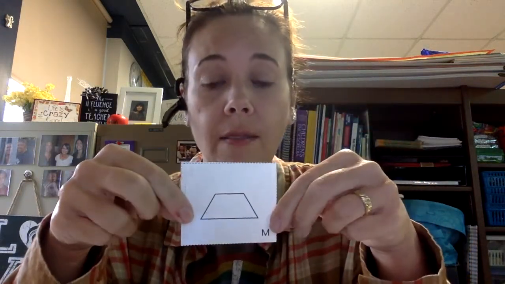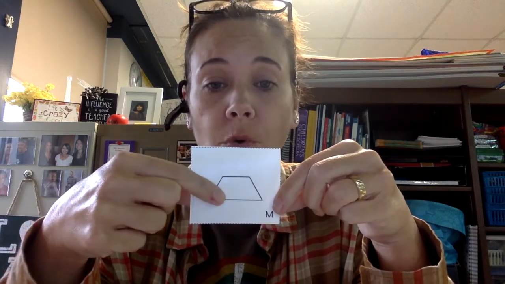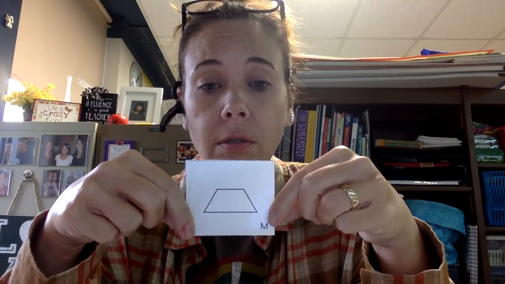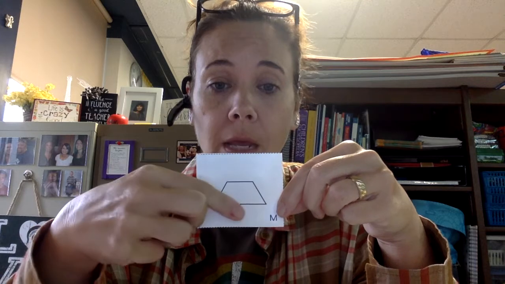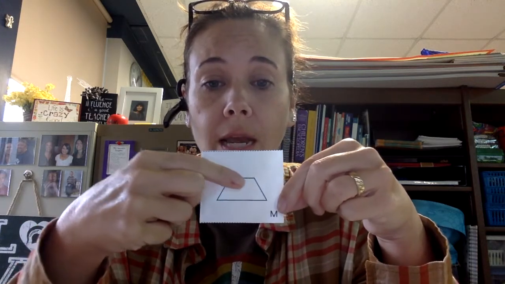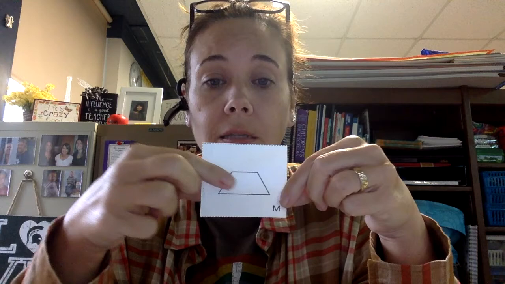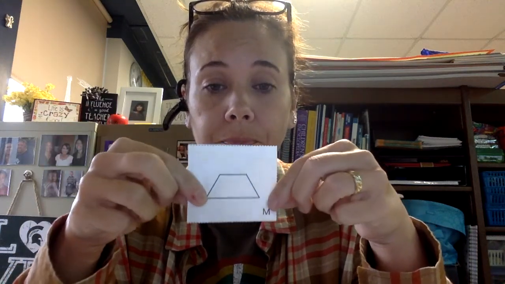Let's look at this one. This we call a trapezoid. A trapezoid has 4 sides, like a square and a rectangle. But all the sides are not the same. It's got a long side down here, a short straight side here, and then straight sides on each of the sides. But they don't go up and down, they go diagonal.